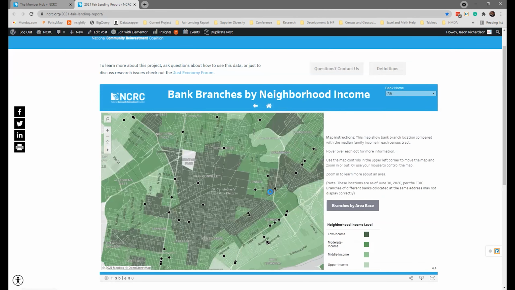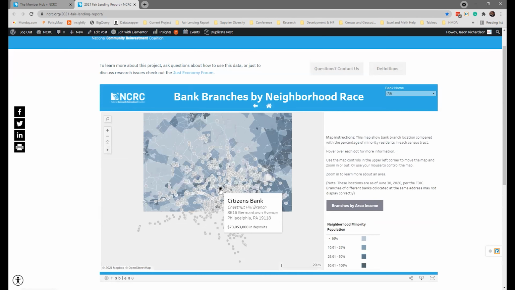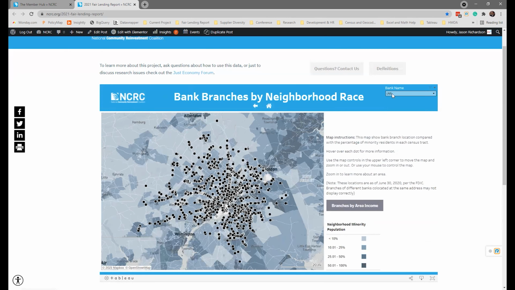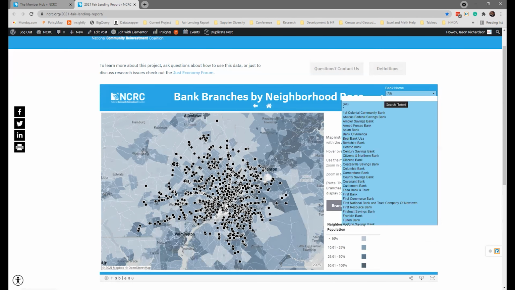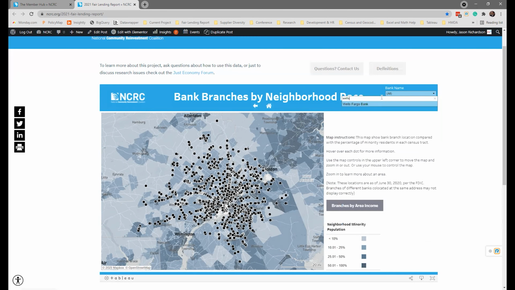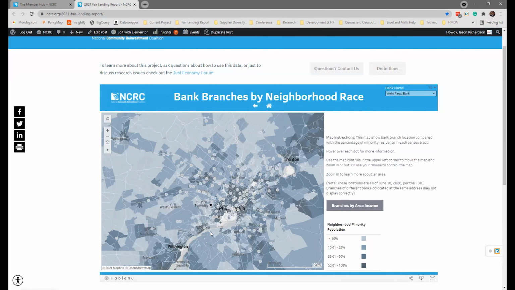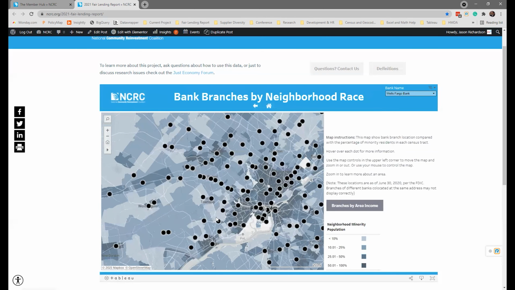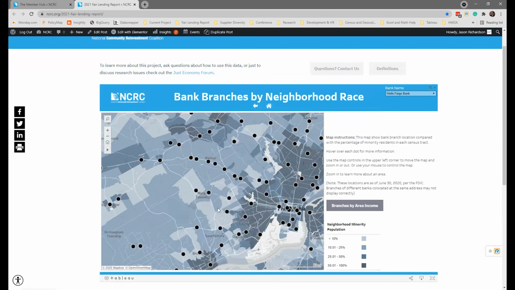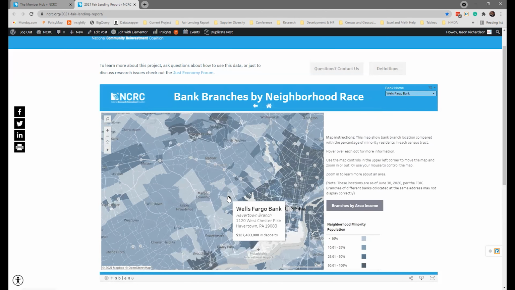You can also look at these branches by race, just like the other maps. And if you want to focus on a specific branch or specific bank network, you can. So here we're going to type in Wells Fargo. And we know they have the largest branch network in the area. And this shows all of the Wells Fargo branch locations. And you can hover over each one for some additional detail.